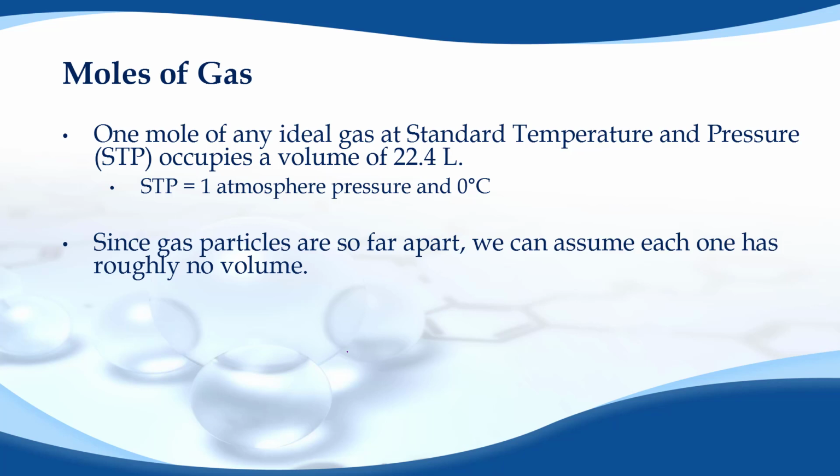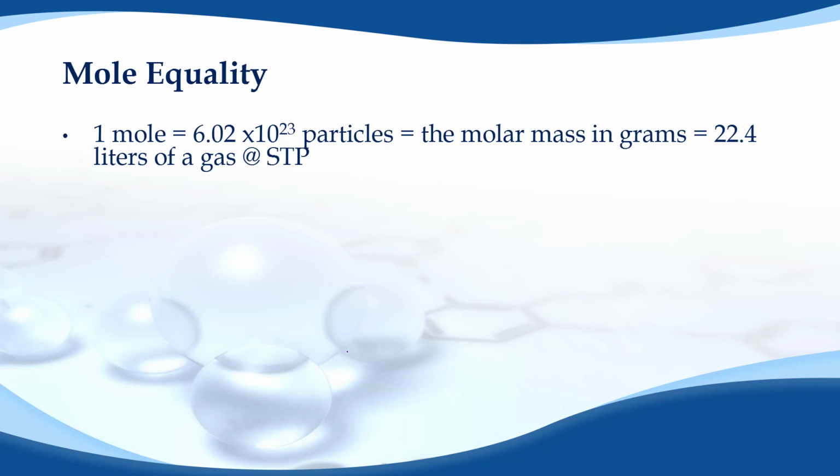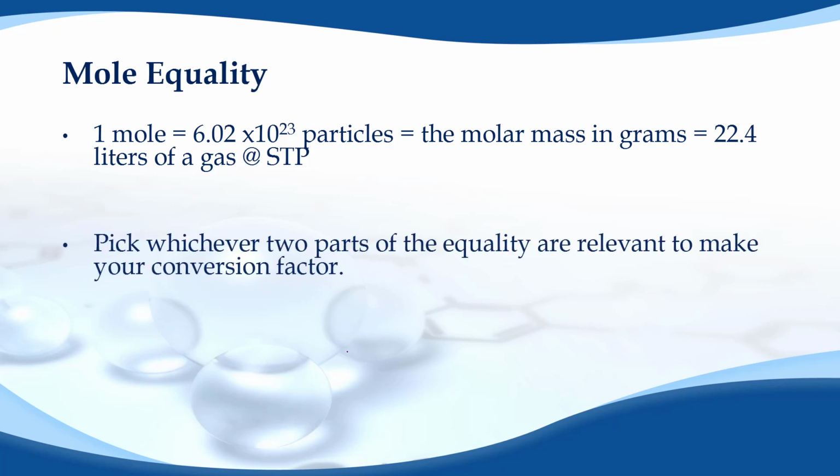So for our dimensional analysis, we need an equality. Well, here is our equality for moles. 1 mole of any substance is Avogadro's number of particles, whether it's atoms or molecules or ions or whatever. That is also equal to the molar mass of the substance measured in grams. That is also equal to 22.4 liters for any gas measured at standard temperature and pressure. If you're doing a mole conversion, all you have to do is pick whichever 2 of those are relevant to the problem and use those to make your conversion factor.